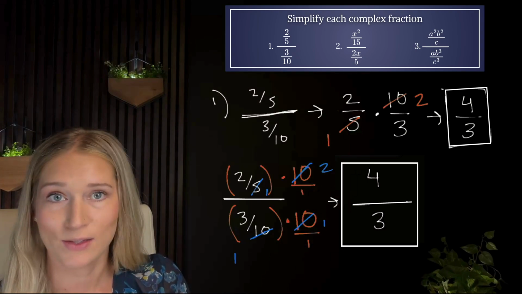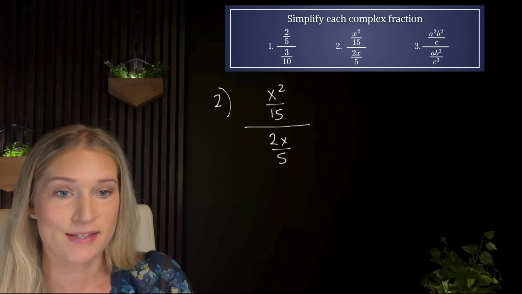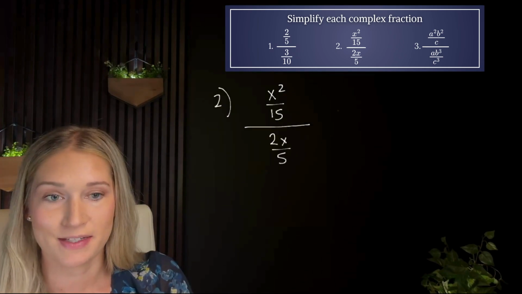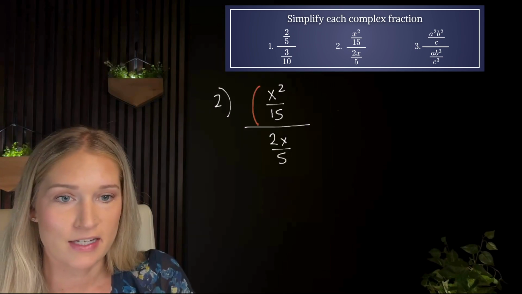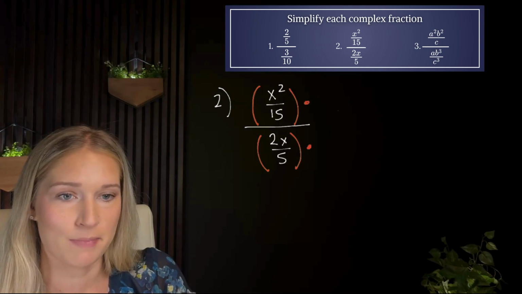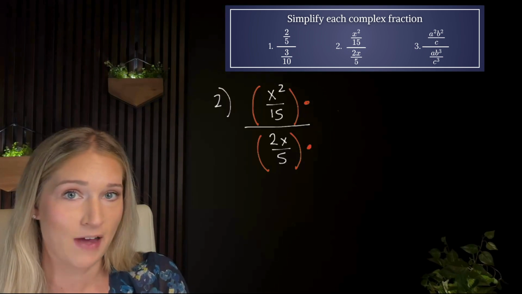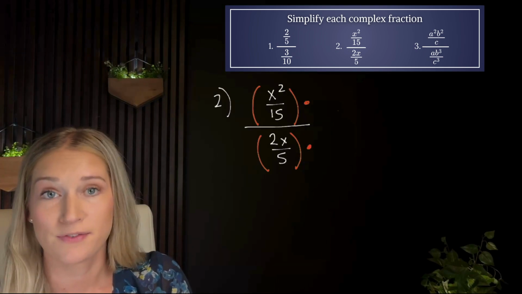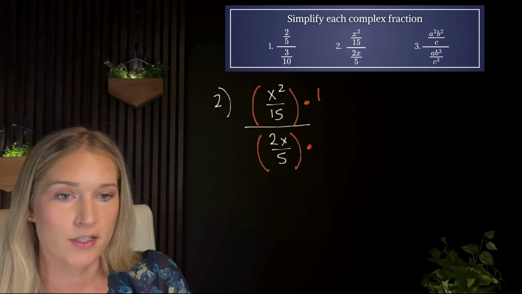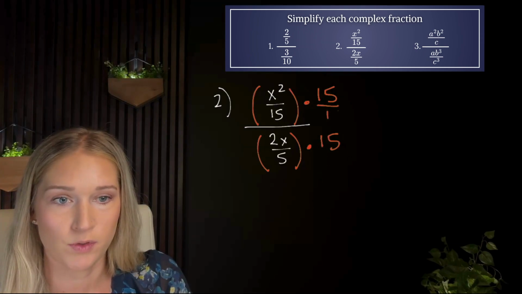Let's go ahead and take a look at number 2. Personally, I prefer that second method of just multiplying by the LCD, so that's what I'm going to do here. I take my entire numerator and my entire denominator, and I'm going to multiply by my LCD. Looking at my two denominators, I have 15 and 5, so the LCD would be 15. I multiply the top by 15 and the denominator by 15, or 15 over 1.